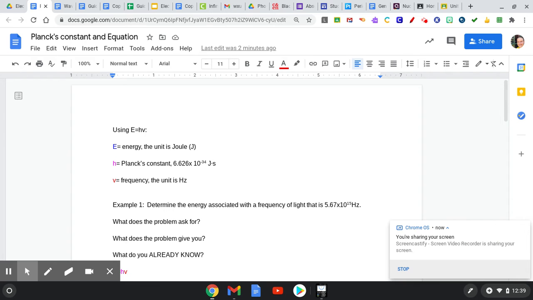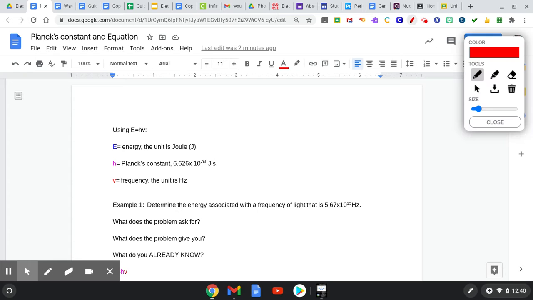Hi, everybody. Today we are going to look at Planck's equation using Planck's constant. And so let's review a few parts of this equation. So first, we have energy, capital E. The unit for energy is joule with a capital J. Planck's constant is 6.626 times 10 to the negative 34th joules times seconds.